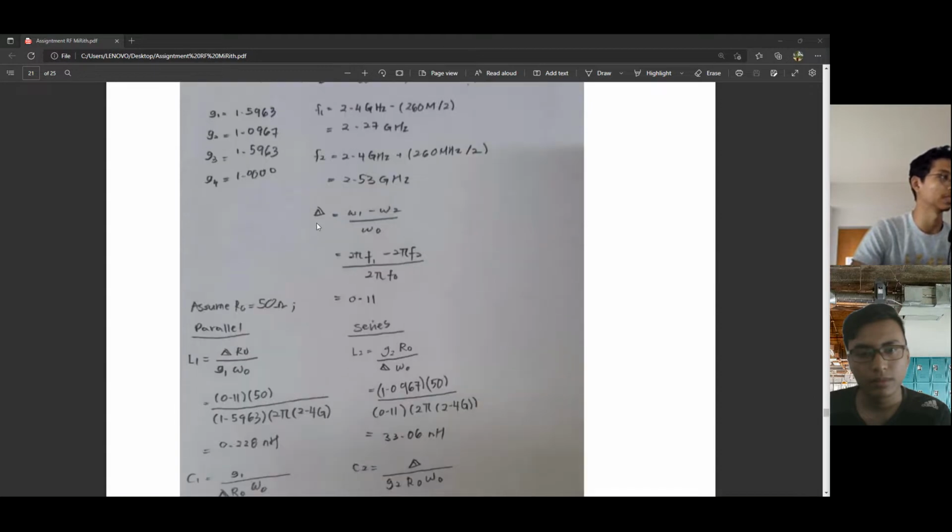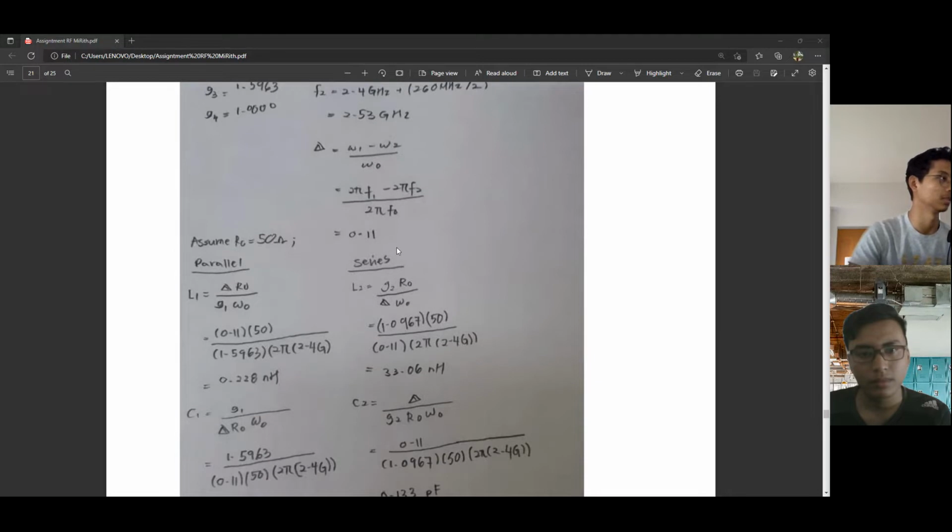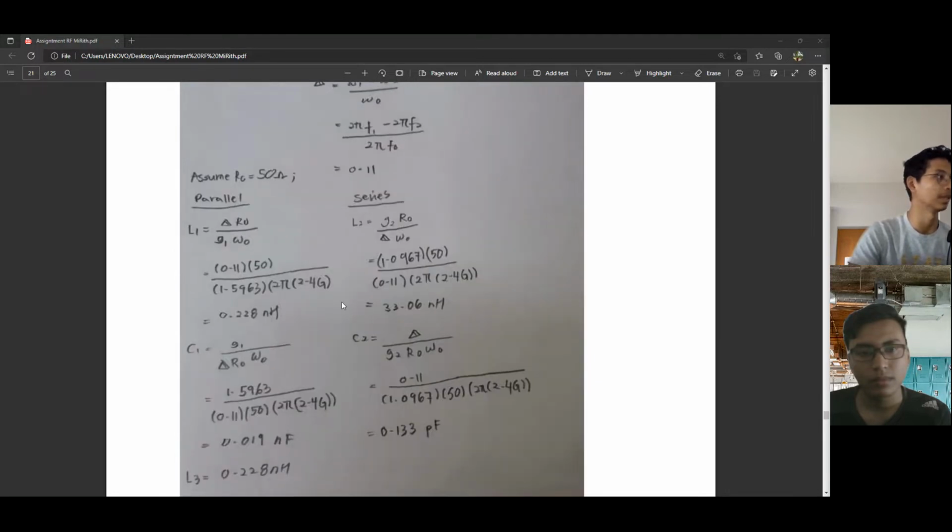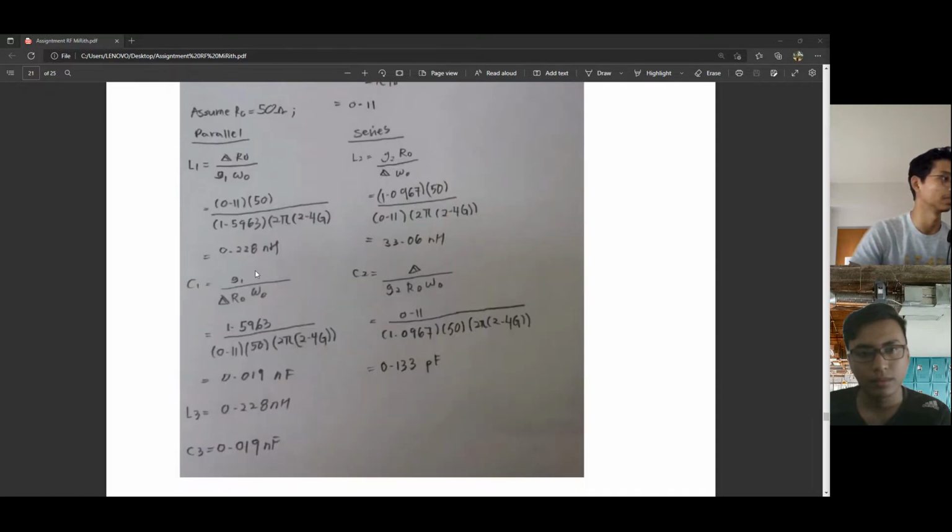And for the delta, we need to use the formula of omega 1 minus omega 2 over omega 0. So this is the formula. And then we need to find the value of each capacitor and inductor based on their circuit type. So they are parallel and series type of circuit, so we need to use the formula accordingly. This is the value that we get for each capacitor and inductor.